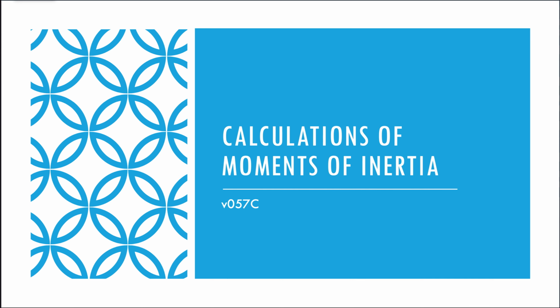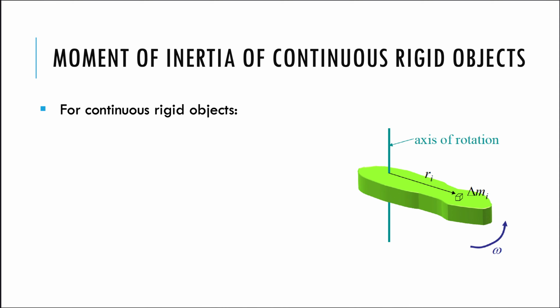This is video 57C, Calculations of Moments of Inertia. In this video, we're going to talk about how to find moments of inertia of continuous rigid objects. So these are objects that have a definite size and shape, unlike the ones in the previous video where it was just particles. The approach to this is the same as when we were calculating center of mass.